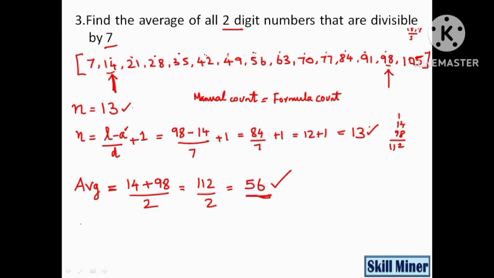then average will be L plus A divided by 2. Our L value is 98, A value is 14, divided by 2, which will give me the value 56. Okay, note down this formula, guys.